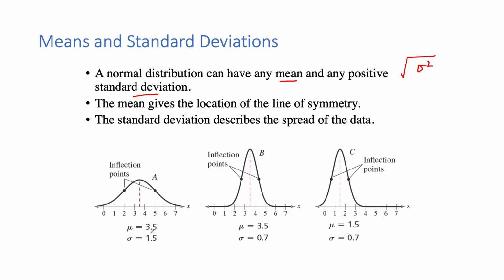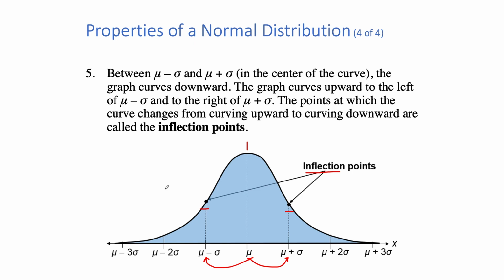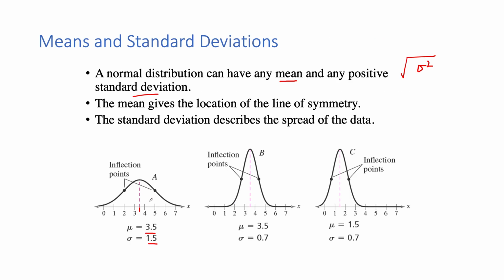So let's look at the first one. The mean is 3.5, so it tells me that the center of this distribution is at 3.5, and the standard deviation is 1.5. So starting from here, I can trace out the rest of the distribution just using these two quantities. But the crucial thing is to recognize the inflection points for this distribution are going to be one standard deviation step to the left and one standard deviation step to the right of the mean.